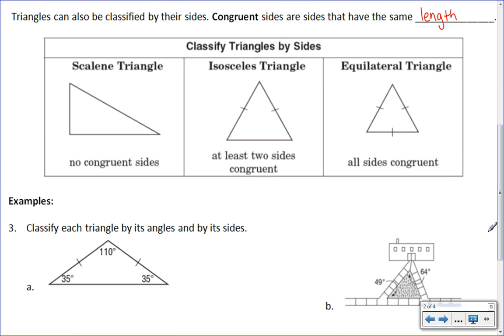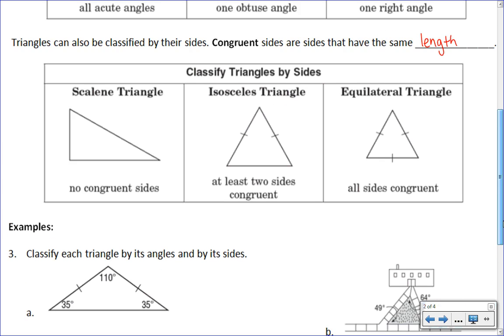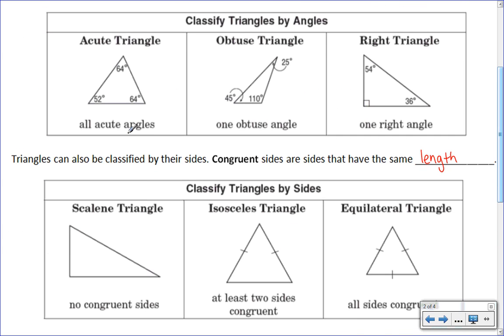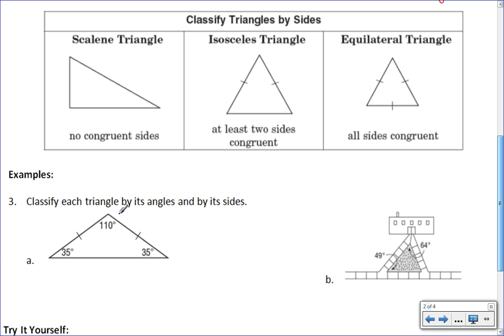Okay, so for example 3, we want to classify each triangle by its angles and by its sides. So we'll have 2 different names for each of these triangles. For the first one, to classify it by its angles, we look at the angle measures. We have 35, 35, and 110. Well, we don't have all acute angles because 110 degrees is not acute. We do, however, have 1 obtuse angle because 110 degrees is bigger than 90. So since this angle is obtuse, we would say that this triangle is obtuse.